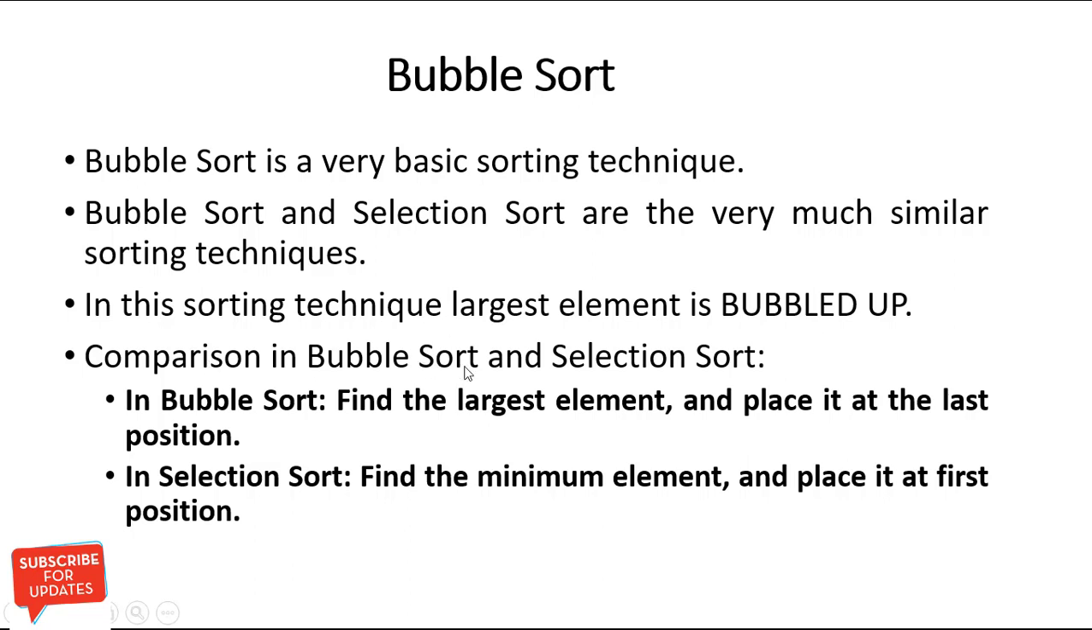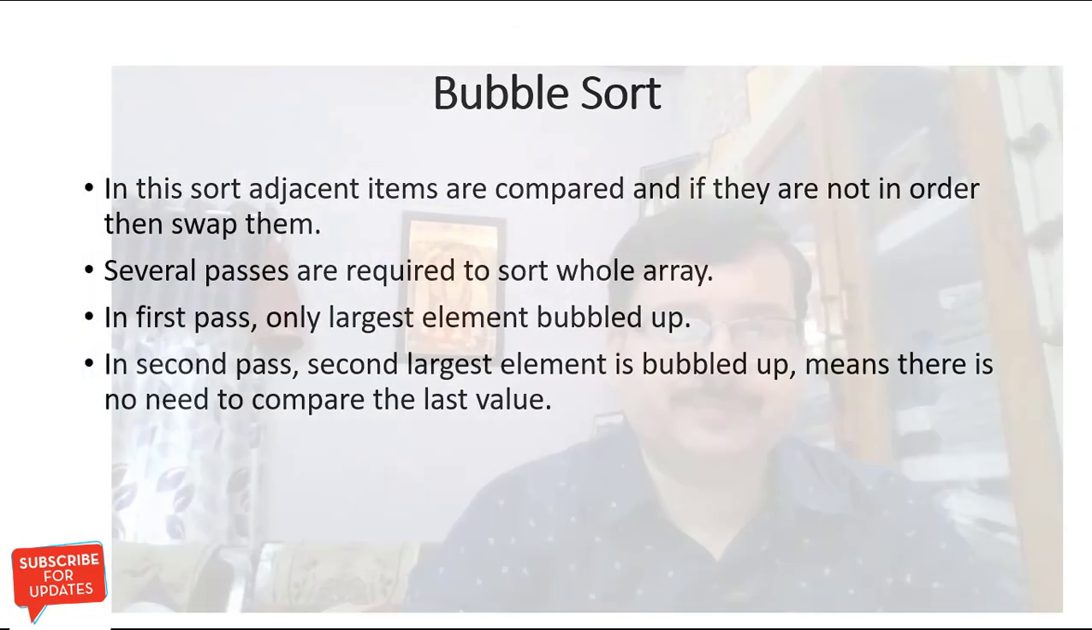Comparison of bubble sort and selection sort: if we compare both algorithms, there is no big difference. In bubble sort, find the largest element and place it at the last position. But in selection sort, find the minimum element and place it in the first position. So there is no big difference. First I will discuss bubble sort in detail.